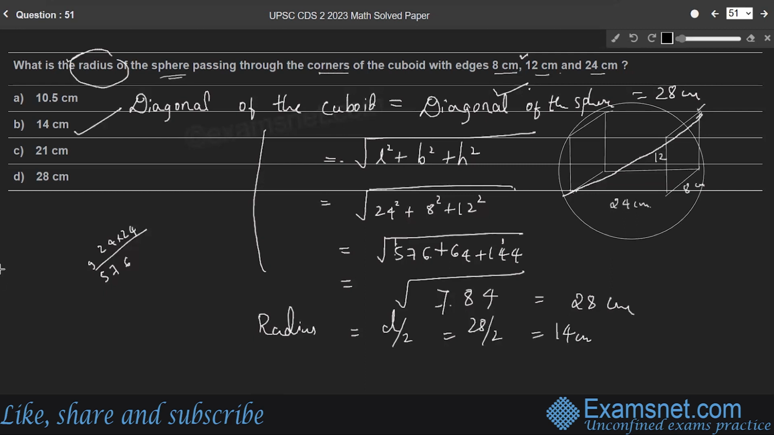So students, in this question, first we need to find the diagonal of the cuboid. Here the diagonal of the cuboid is nothing but the diagonal of the sphere. The reason is the sphere is passing through the corners of the cuboid, therefore their diagonals are equal. Then half of the diagonal gives the radius. Option B is the right answer.